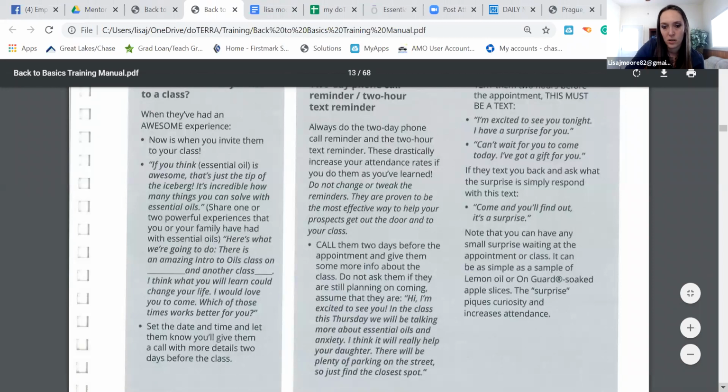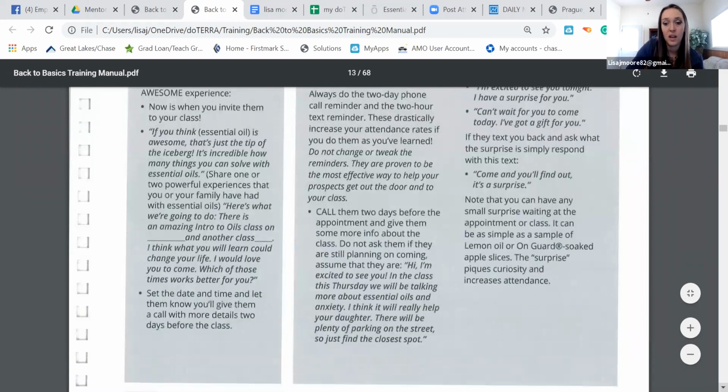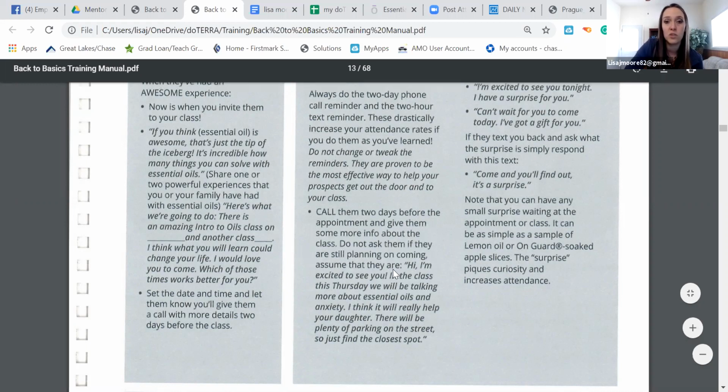So when you are calling them 2 days before, you're not like, oh, so you're still gonna come, right? No, you're with all the confidence. So call them 2 days before the appointment. This could be for a class, a wellness consult, some sort of one-on-one, or a business intro, anything. So they're expecting your call. Give them some more info about the class. Do not ask them if they are planning on coming. Assume that they are, because they already told you that they are. And you want to show that you have confidence in them.